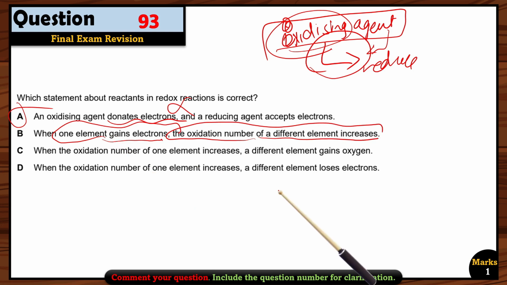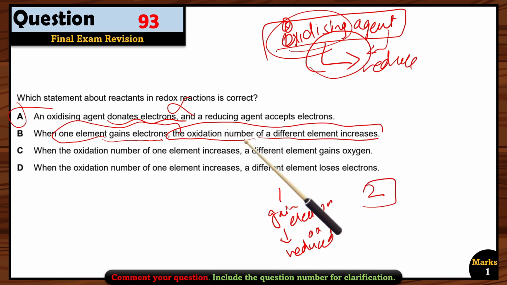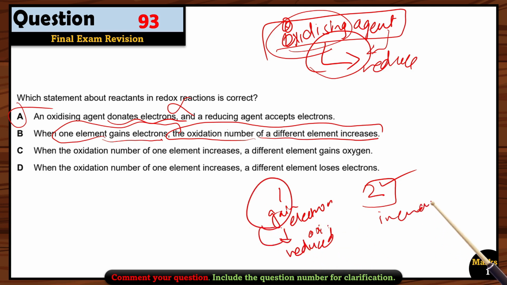Because if we have one element and this is the second element, the first element gains electrons, right? So gaining electrons means its oxidation number is reduced. What about the second element? Then the oxidation number of the different element will increase, because the oxidation number of the first one has decreased, so the other one will increase. So that's why option B is the right option.